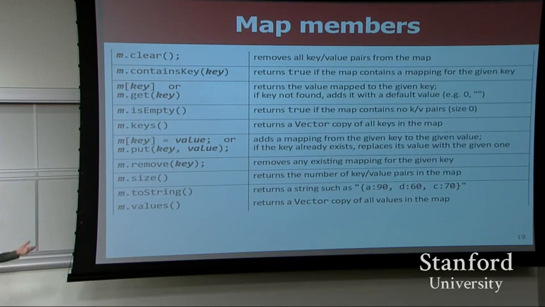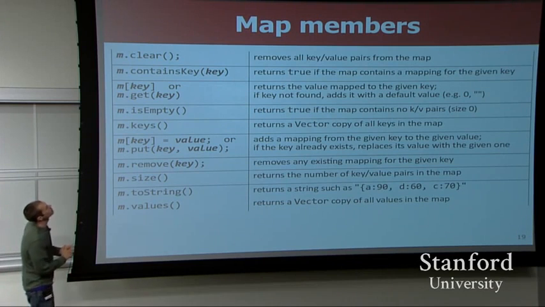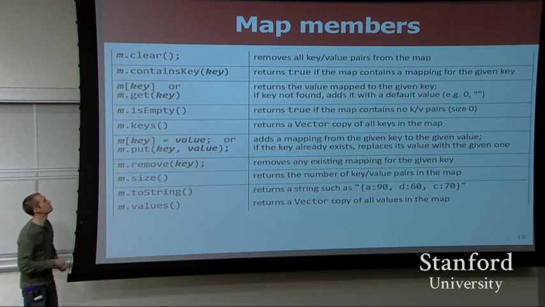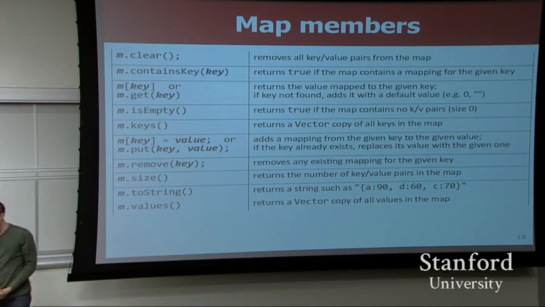Here are the different methods you can call on a map. You can construct it. You can put things in it. That's like adding. You can get things back out by searching for them. You can remove things. You can ask for the size, and so on. OK?